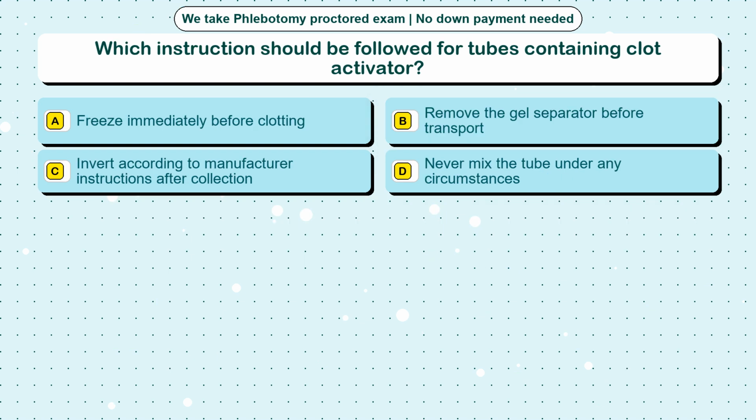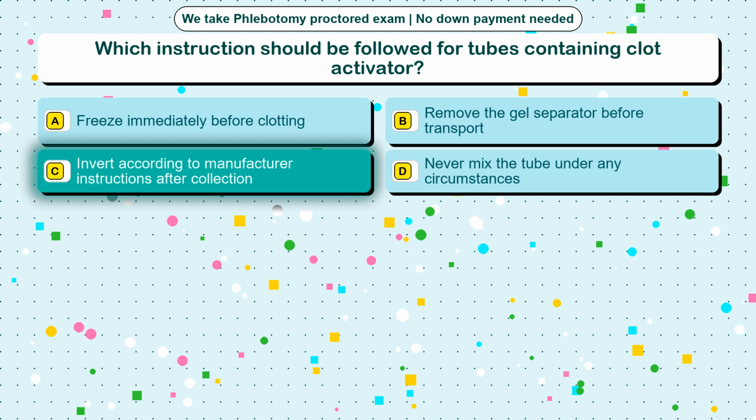Question 84. Which instruction should be followed for tubes containing clot activator? Option A, freeze immediately before clotting. Option B, remove the gel separator before transport. Option C, invert according to manufacturer instructions after collection. Option D, never mix the tube under any circumstances.